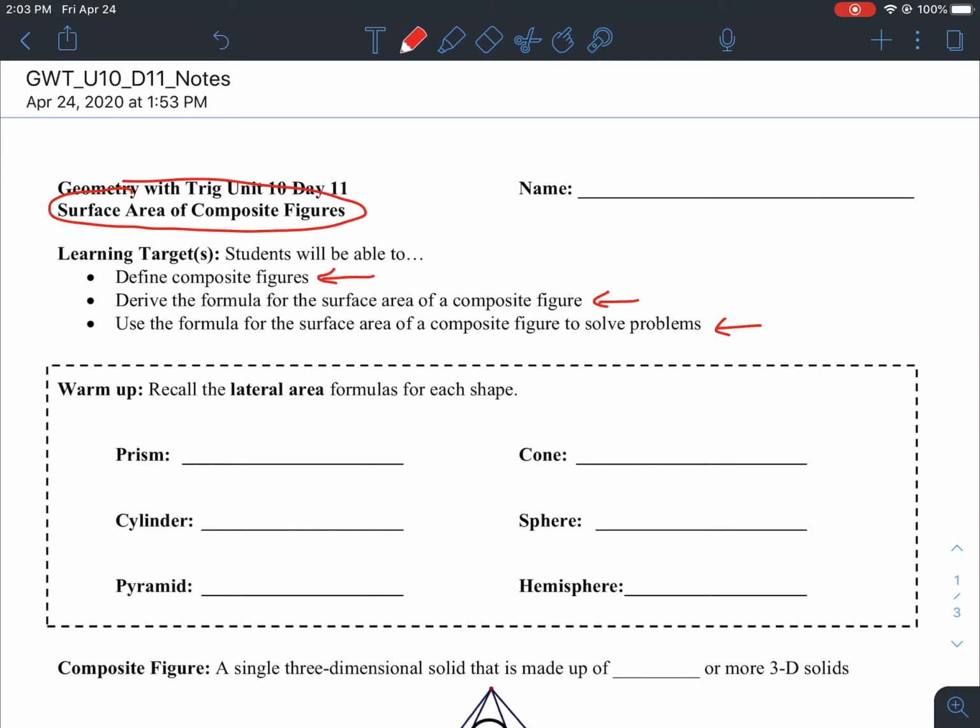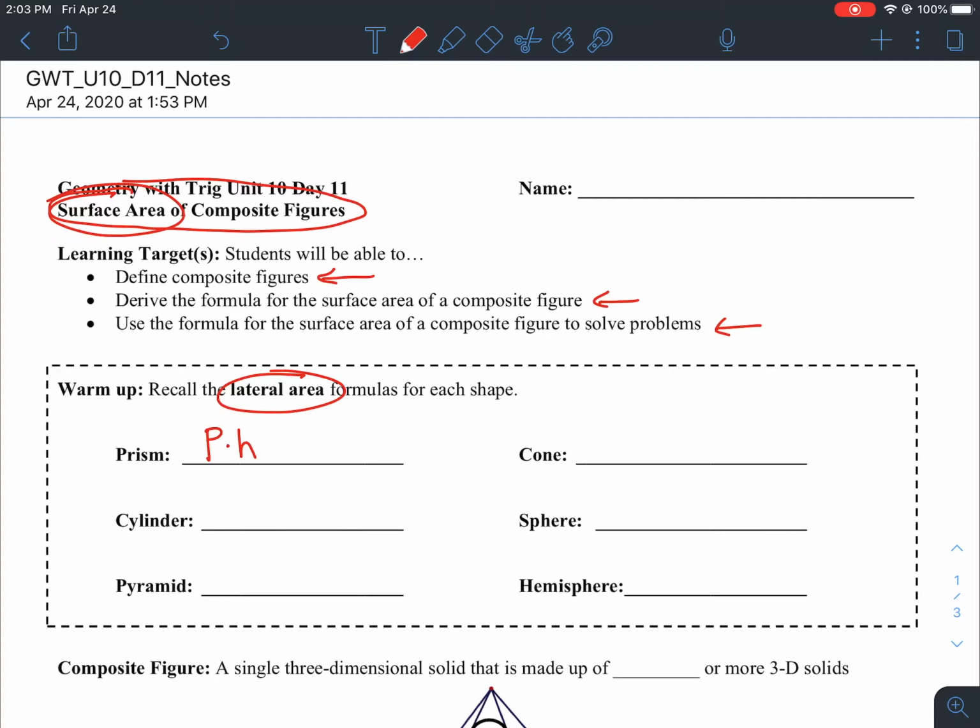So as our warm-up, we are going to start by writing in the lateral area formulas for the 6 different figures that we've learned about over this unit. And I know today's lesson is on surface area here, and it's asking about lateral area. You'll see why in a little bit. So, as a quick review, for a prism, the lateral area was P times H. And then I'll give some reminders along the way.